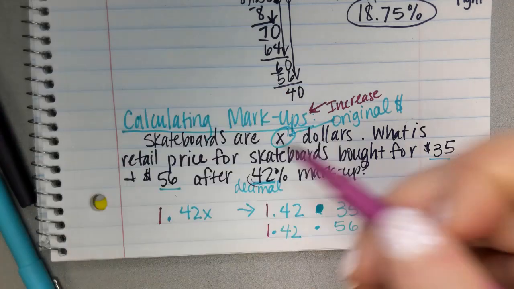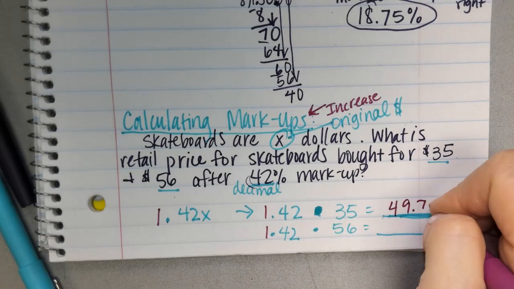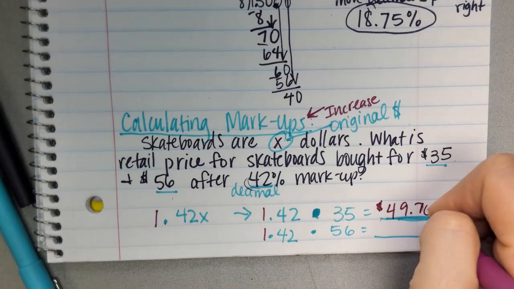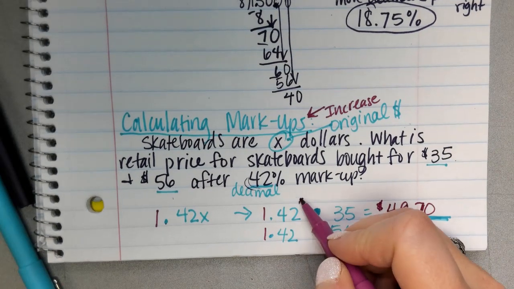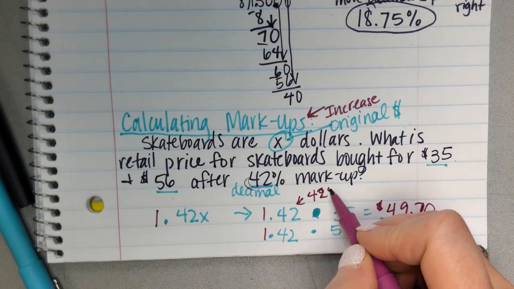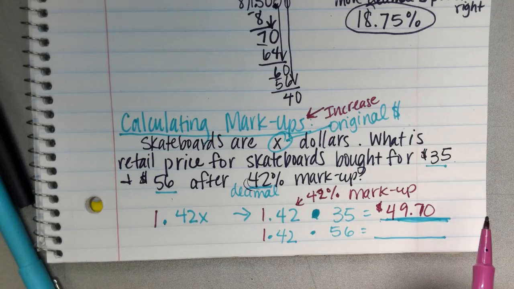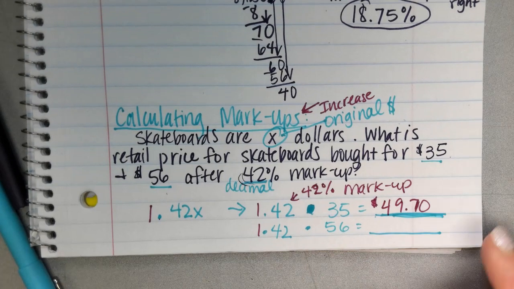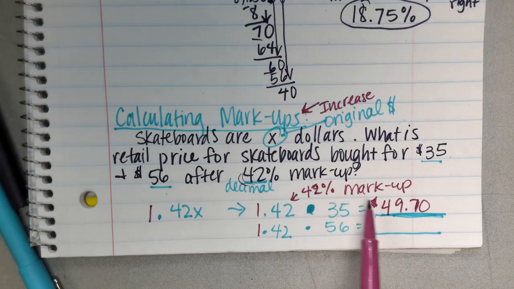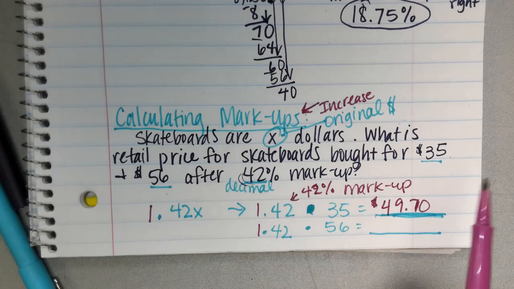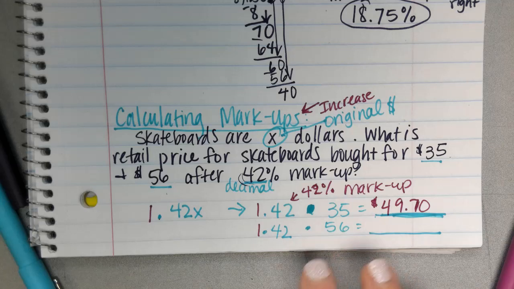1.42 times 35 gives us our new price, which is going to be 49.70. This is a 42% markup. This is how businesses calculate their prices. They know the percentage they need to mark up their prices to get a profit, and that's how they get a price. So let's do it down here on this one.